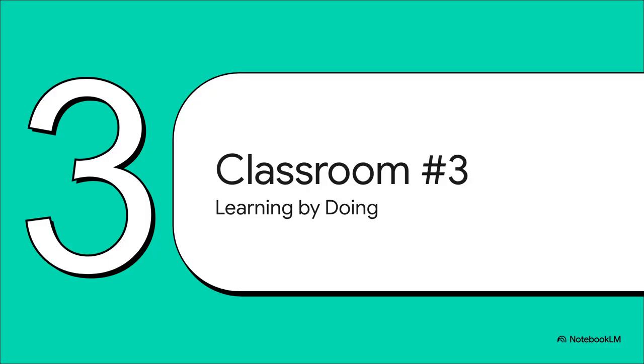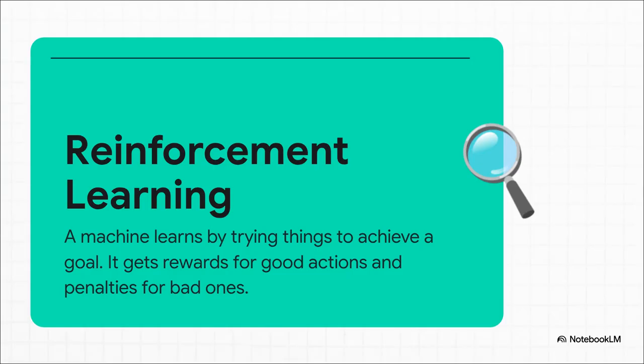All right, time for our last stop, classroom number 3. This one is less about studying data and more about just getting out there and doing stuff. It's learning by doing, basically a long process of trial and error. And we call this one reinforcement learning. So here, our machine is more like a player in a game. It has a goal it wants to achieve, and it learns by just trying things. The real magic is the feedback. When it does something that gets it closer to the goal, it gets a reward. When it does something bad, it gets a penalty.